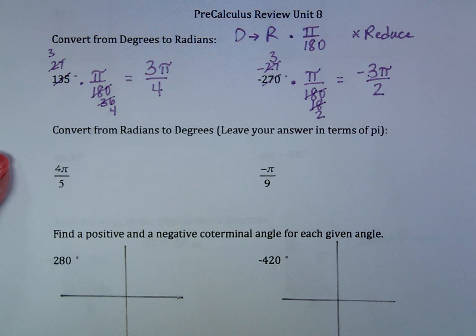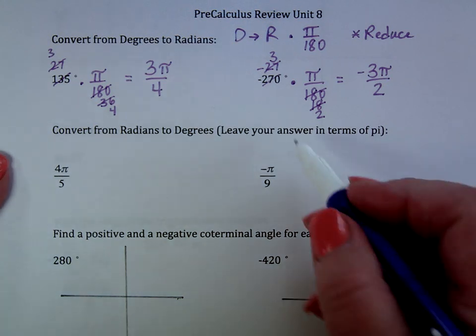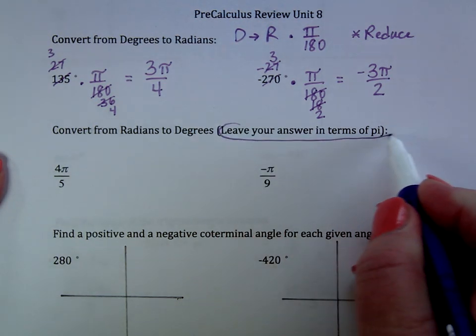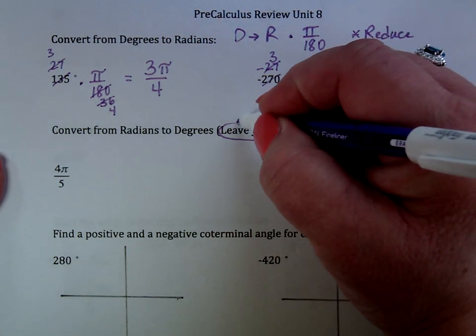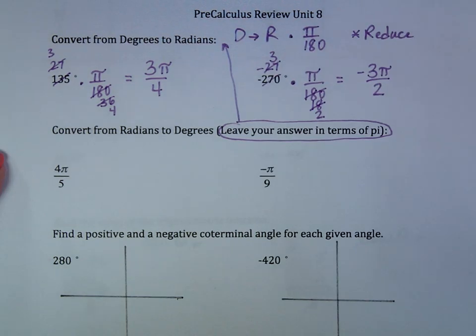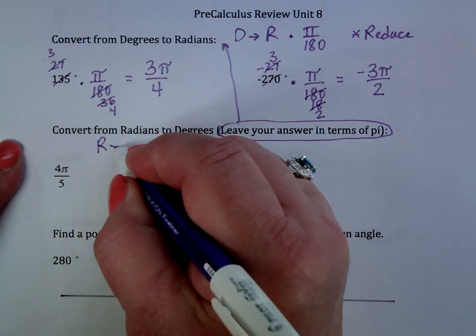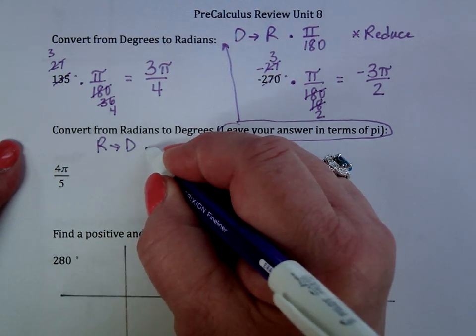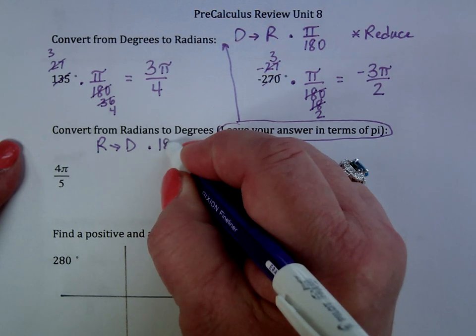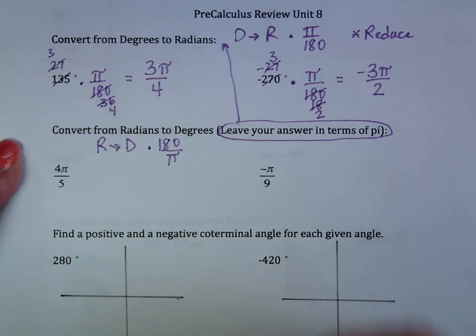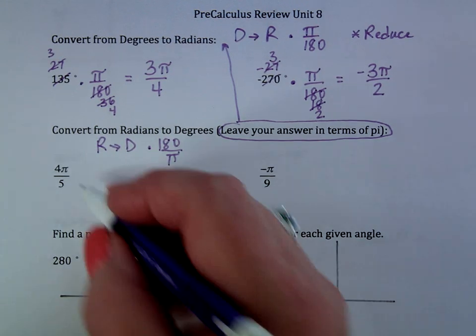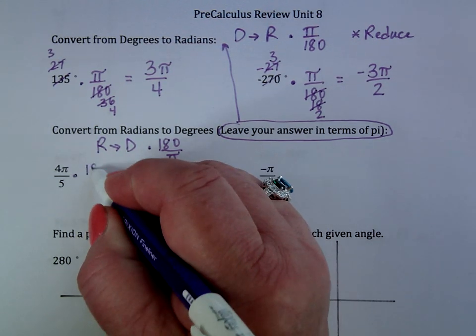If I'm trying to go from radians to degrees, actually these directions here, leave your answer in terms of pi, should be up here with this guy. Sorry about that. If I go from radians to degrees, it's even easier, because all I need to do is multiply by 180 over pi. This time I can use a calculator because the pi's are going to cancel.